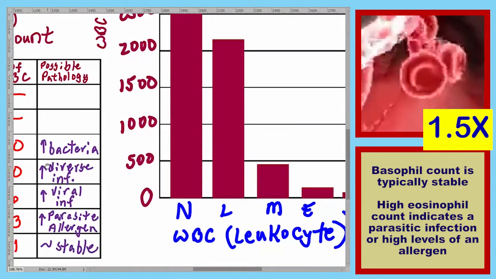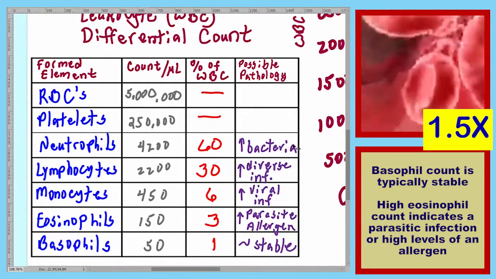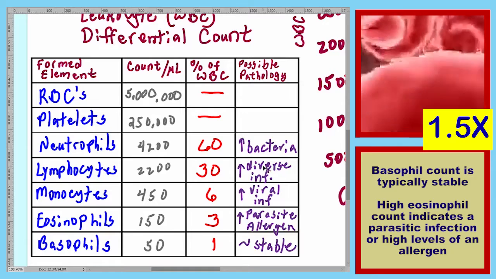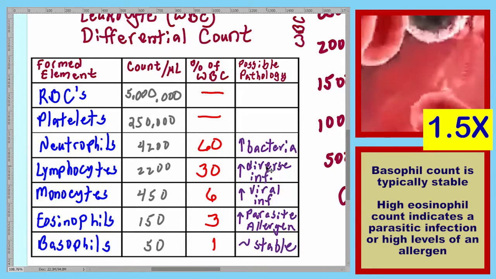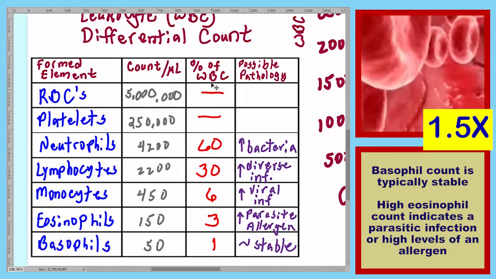Okay, let's review these. If your neutrophil count is high, this is indicative of a bacterial infection. If your lymphocyte count is high, this is indicative of an adverse number of infections, so more tests will be needed in this case. If your monocyte count is high, this would be indicative of a viral infection. Now, when I'm saying the count, I'm referring to the percentage, the numbers relative to one another. The differential count is the numbers relative to one another.